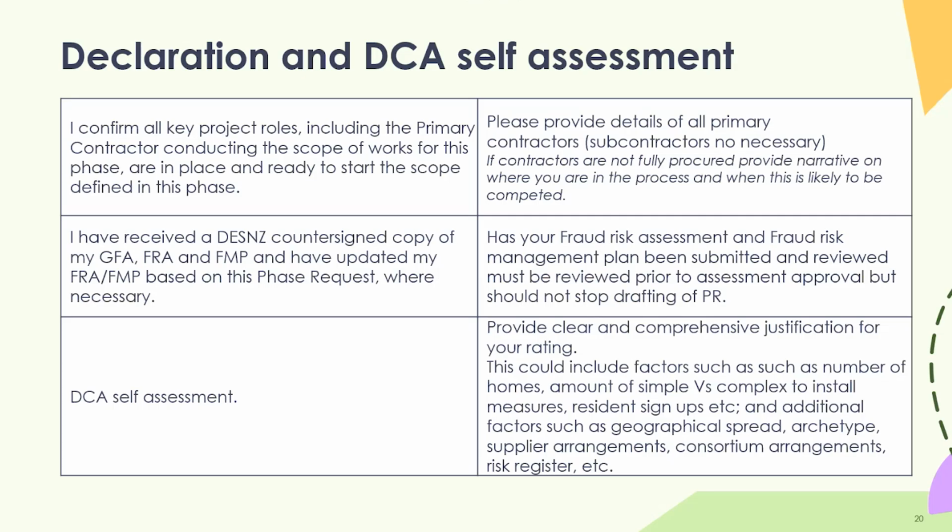Things you could think about in terms of what would make it risky or less risky would be the number of homes, simple versus complex to install measures. Obviously, the fact that you've already got 100% retrofit assessments rather than sign-ups. Maybe things like the geographical spread and archetype. So, for instance, they're all in the same area, they're all the same archetype. The supplier is well versed in delivering this type of works, etc.